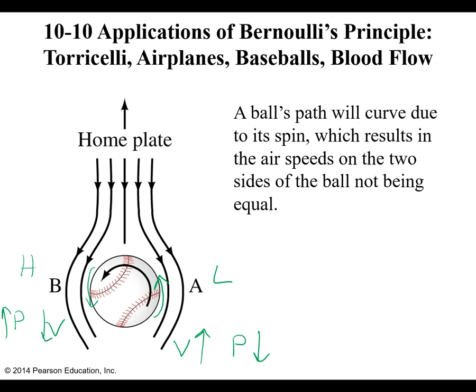Whenever you have a difference high to low, it pushes the ball, or air moves from high to low, and therefore your ball is actually going to curve. So that's how a curve ball works. By spinning the ball, it changes the velocity and the pressure on either side of the ball, causes the ball to curve.